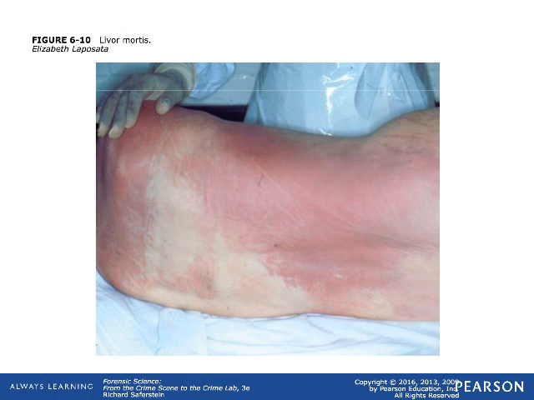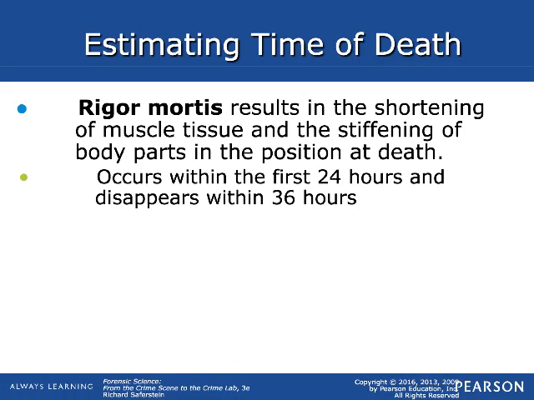Okay, and there's a picture, livor mortis, in the book, and it shows kind of how the body was laying and how the blood pooled. There are some redder spots compared to some whiter spots on the back.